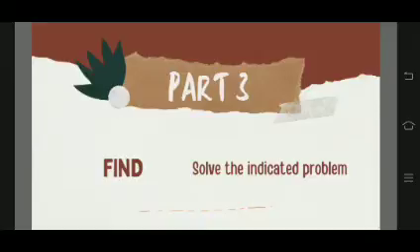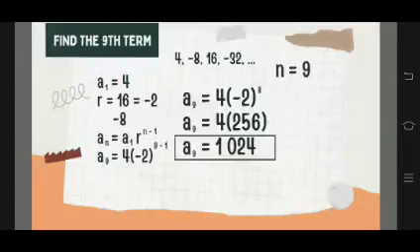Into the final part, which is part 3 of our lesson: find and solve the integrated problem. In this problem, we are going to find the ninth term. Our given sequence is 4, negative 8, 16, negative 32, and so on. Since we're finding the ninth term, our n equals 9. Let's determine our a sub 1. Our a sub 1 is 4 because that's our first term. Finding our common ratio, let's use 16, and its preceding term is negative 8. Divide that, and we have negative 2.